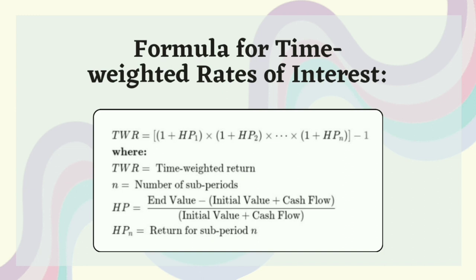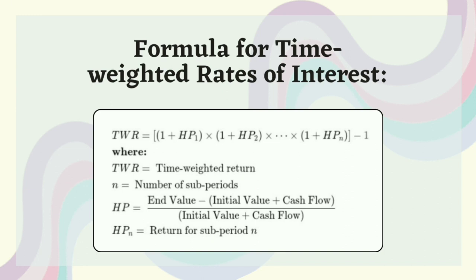So how to calculate the TWR, or time-weighted rate of return? Calculate the rate of return for each sub-period by subtracting the beginning balance of the period from the ending balance of the period, and then divide the result by the beginning balance of the period.